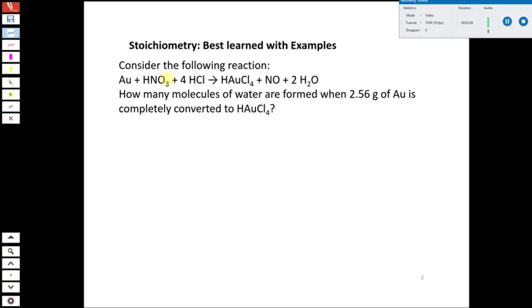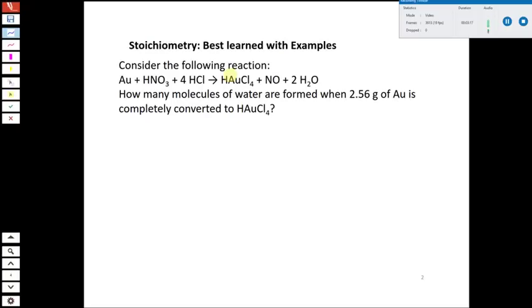So anytime we do a stoichiometry problem, we have to have a balanced chemical equation before we start. Here it's given to us. Sometimes that will be the case, so we don't have to necessarily produce or balance a chemical equation. It's already there for us. But then we have to dive right in and see what the question is asking. It wants to know how many molecules of water are formed when 2.56 grams of gold is completely converted to the product HAuCl4.